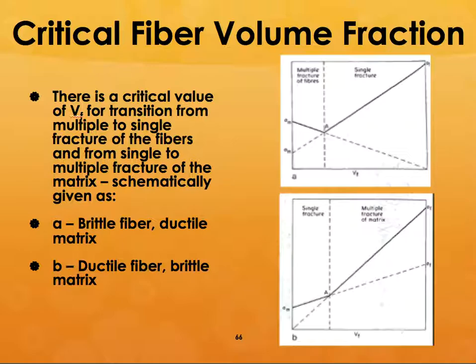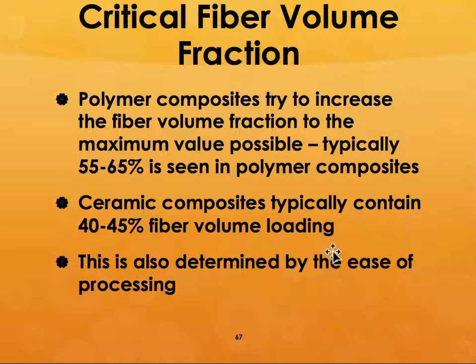So how do you calculate the point where you will have a transition from multiple to single fracture of the fibers, or from single to multiple fracture of the matrix? In this case, you have two cases. A is if you have a brittle fiber and a ductile matrix, and B is if you have a ductile fiber and a brittle matrix. This is probably a little hard to understand. You will have to read the Aveston, Kelly and Cooper paper a couple of times to understand this better.